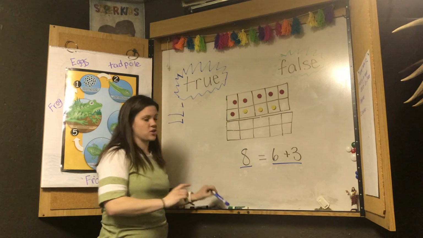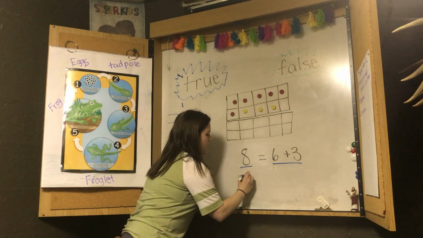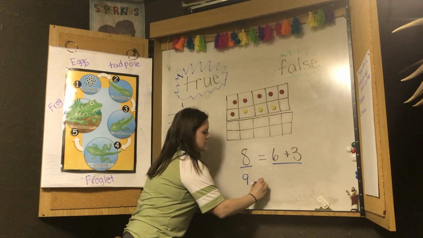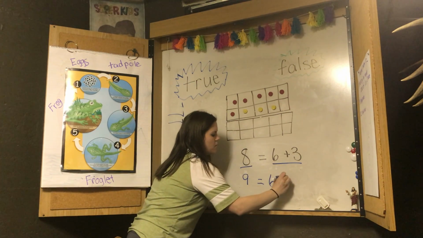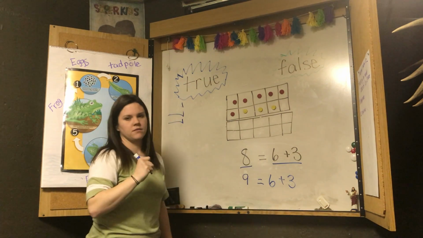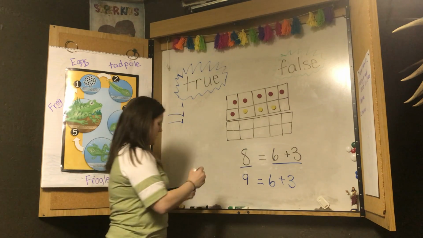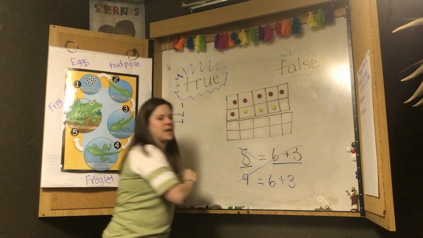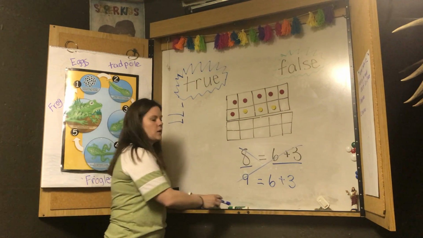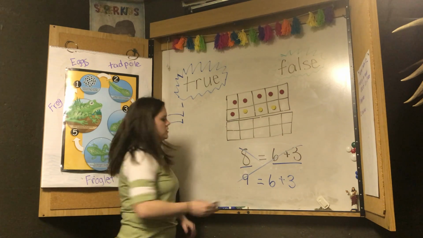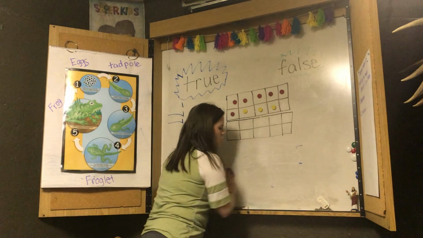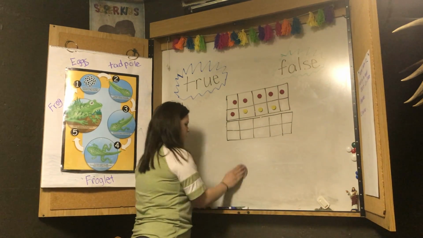If we wanted to make it true, we could say 9 is equal to 6 plus 3, right? But this equation is not true, so give it a big X in your book, right? That equation is not true. No way, no way, no way.